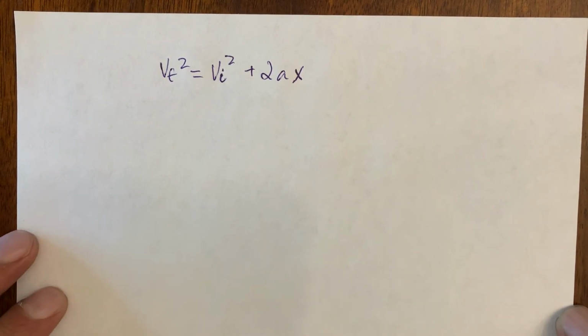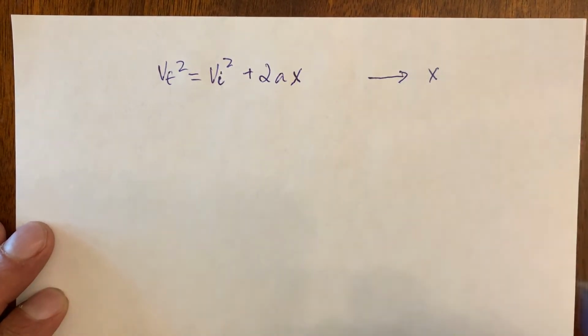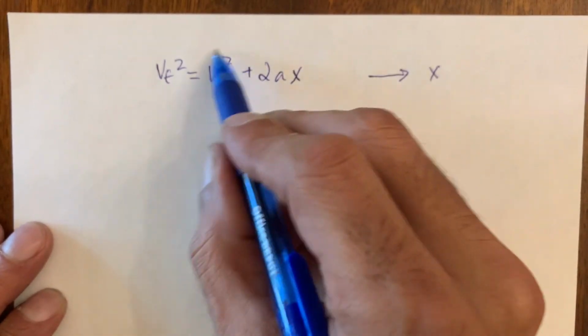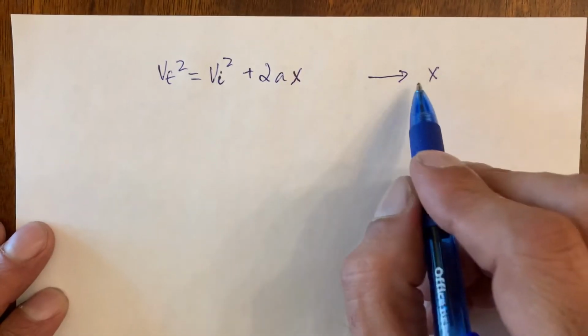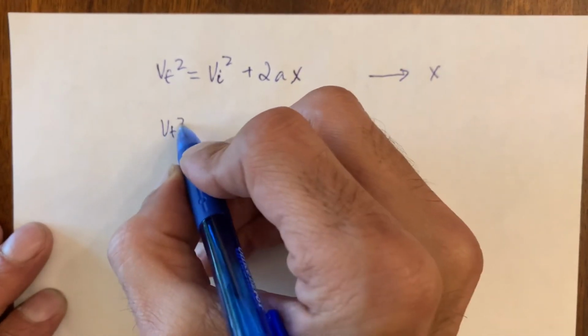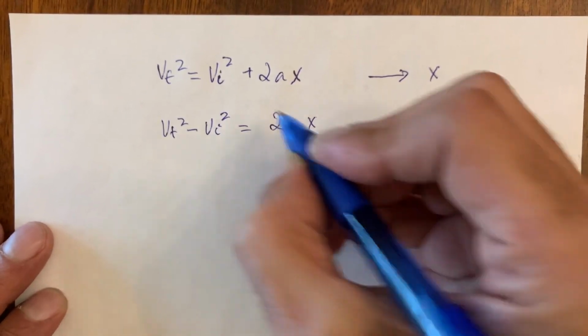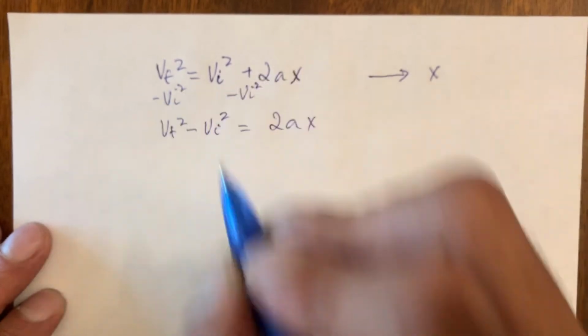So let's look at this one here. And let's say now here I want to first solve for x. So in this case, I know that I want to get rid of this guy first. He's on the outside. He's just meddling with my x being by itself. So vf squared minus vi squared is equal to 2ax. I subtracted vi squared from both sides. Okay.